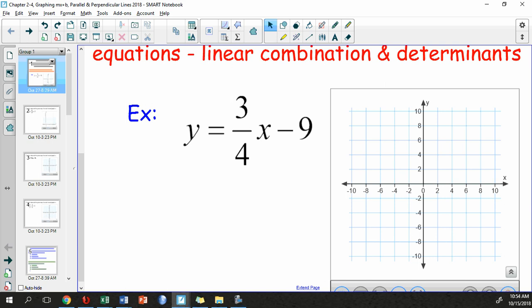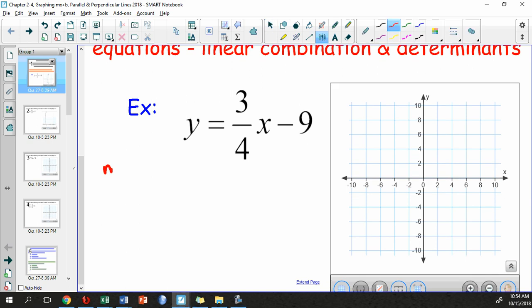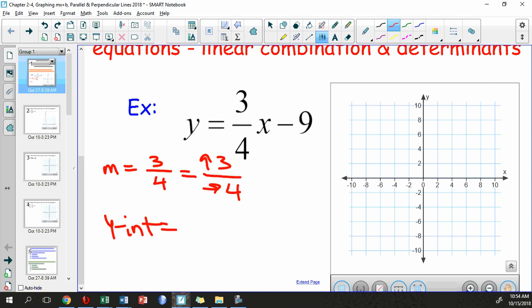Okay? Now, I want to graph this function using my slope and my y-intercept. So, what is my slope? My slope is going to be 3 over 4. What does that mean graphically? I am rising up 3 units, and then because it's a positive 4, which direction am I running? To the right 4 units. And then what does my y-intercept mean? My y-intercept is negative 9, which is the point 0, negative 9. Do we see that? Yes or no?